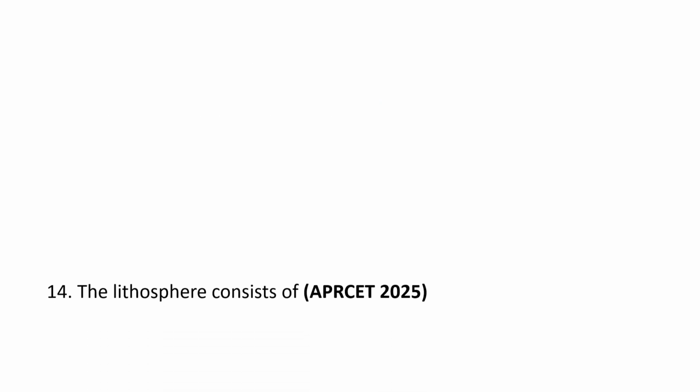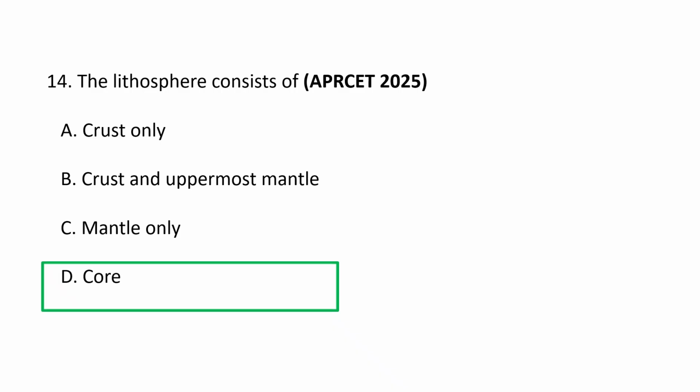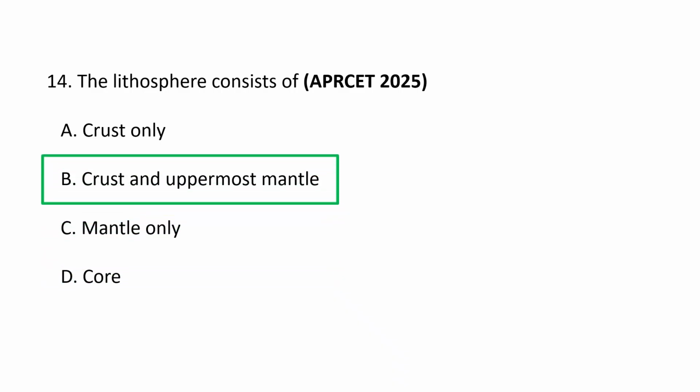Next question. The lithosphere consists of A. Crust only, B. Crust and uppermost mantle, C. Mantle only, and D. Core. The lithosphere consists of B. Crust and uppermost mantle. The lithosphere is the rigid outermost layer of the earth and consists of the crust and uppermost part of the solid mantle. This layer is broken into tectonic plates that move on the semi-fluid asthenosphere below. The lithosphere consists of crust and uppermost mantle. B is the correct option.